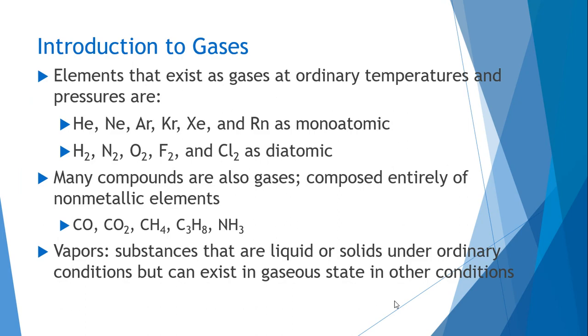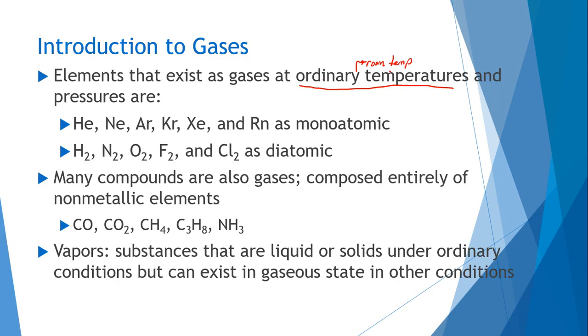As a little introduction to gases, a lot of this is going to sound familiar because we have talked about this in chemistry and we've also hit on it a little bit in integrated science. Gases can exist as both elements and compounds. In their element form, they can exist in two different states, monoatomic versus diatomic. And these elements exist as gases at ordinary conditions, such as ordinary temperature and pressure. When I say ordinary temperature, I'm talking about room temp.